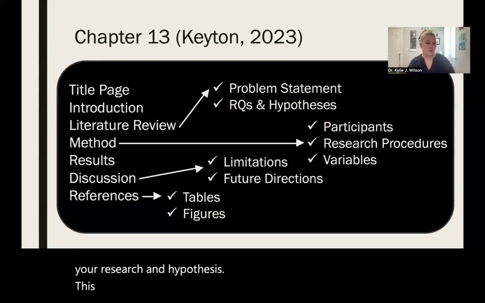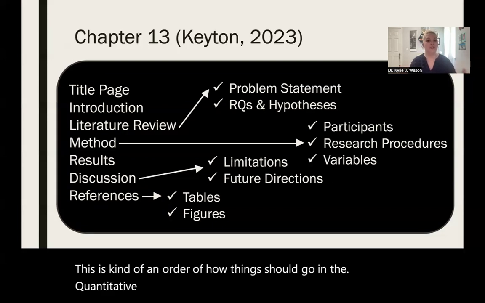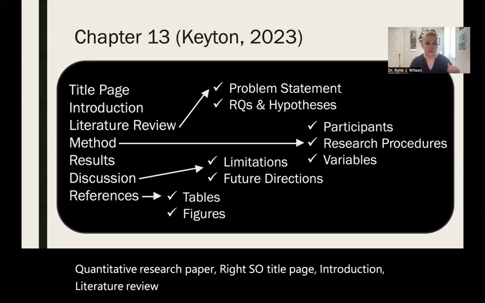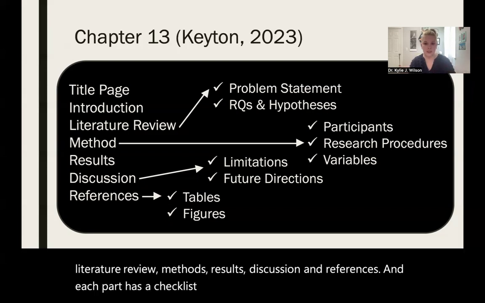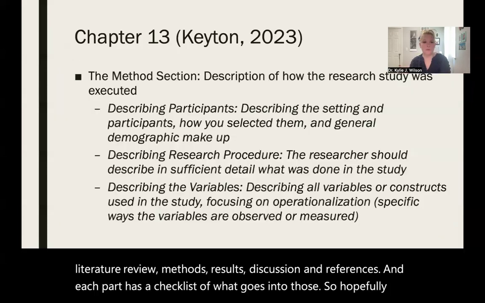This is an order of how things should go in the quantitative research paper, right? So title page, introduction, literature review, methods, results, discussion, and references. And each part has a checklist of what goes into those. So hopefully that'll be helpful for you.